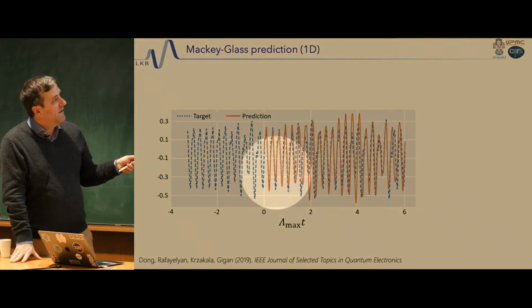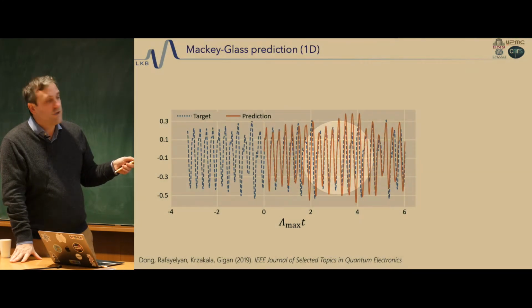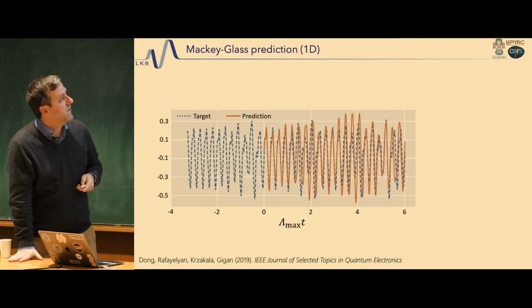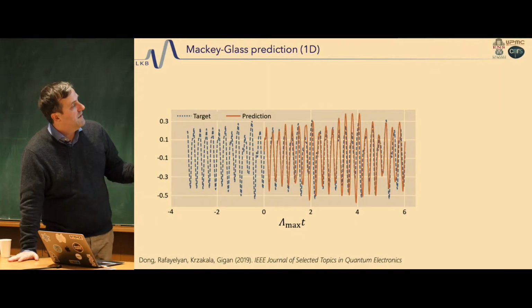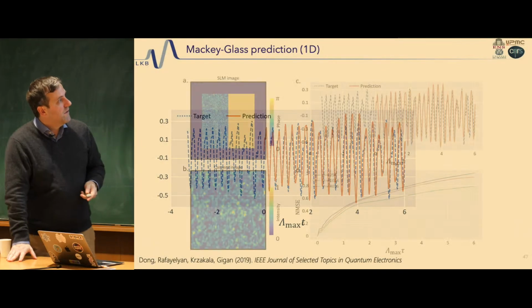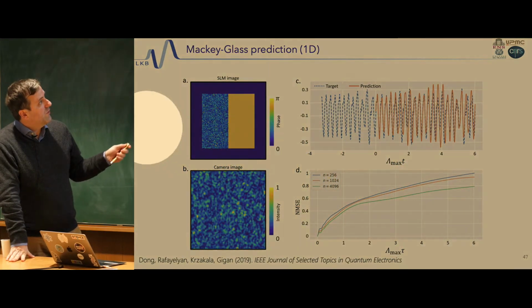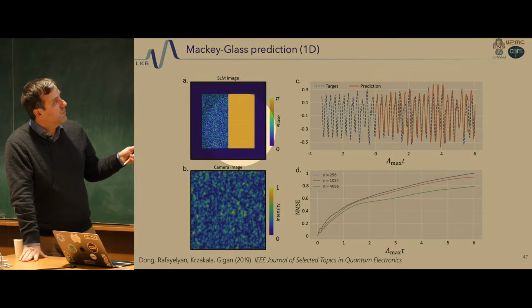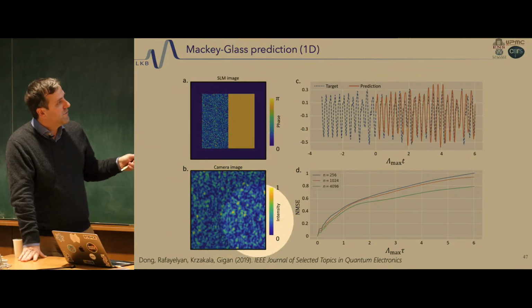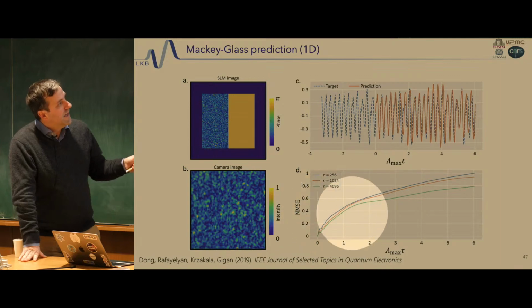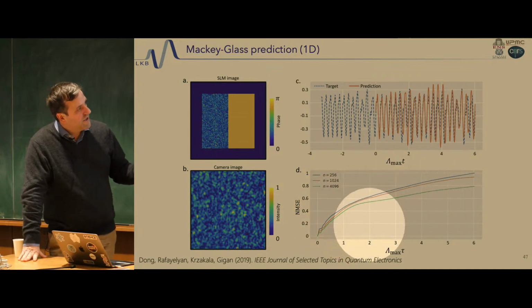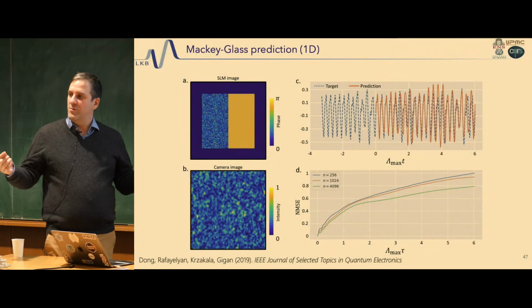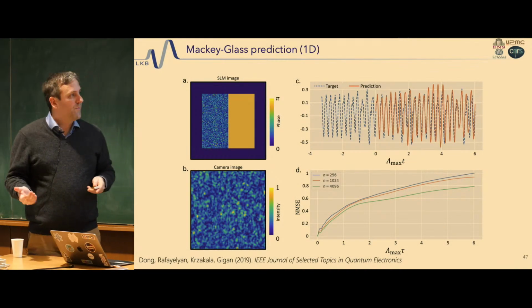You can see that at least for some time we have a prediction, and then of course after some point it diverges, on the scale of the Lyapunov time. Again, we encode the reservoir state on two parts of the SLM. We have a bias outside. This is the typical image we have on the camera, and you can see that the error of the prediction depends on the number of neurons. When we increase the number of neurons, we get a better prediction.